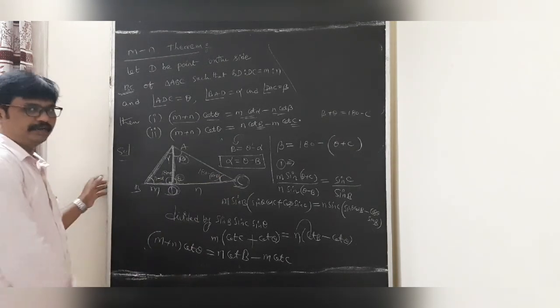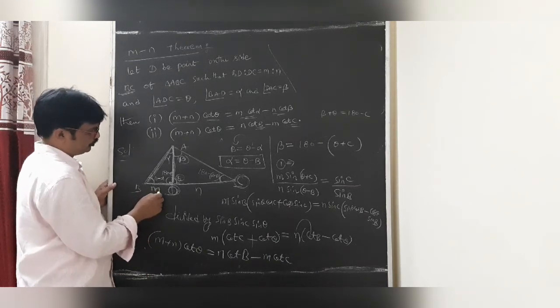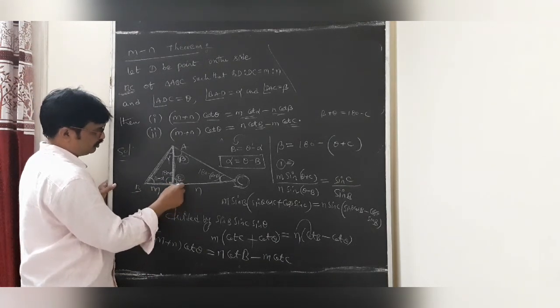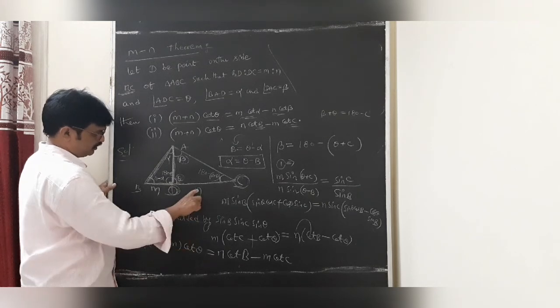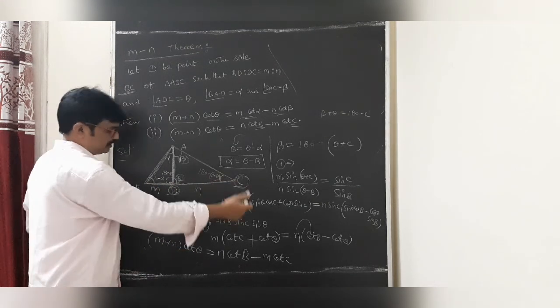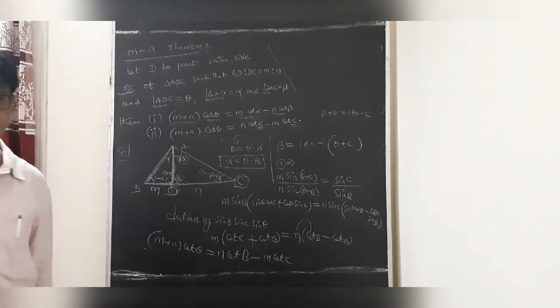This is called the m minus n theorem. What is it, students? When it divides in the ratio m plus n, this will be theta. You can write m plus n into cot theta equal to n cot B minus m cot C. This is called the m minus n theorem. Okay, students?